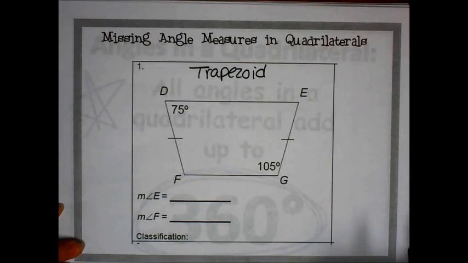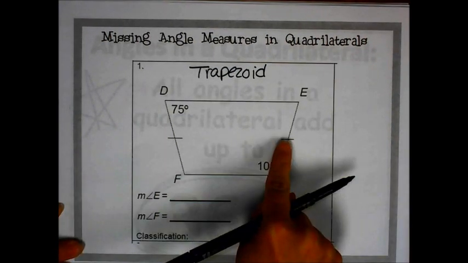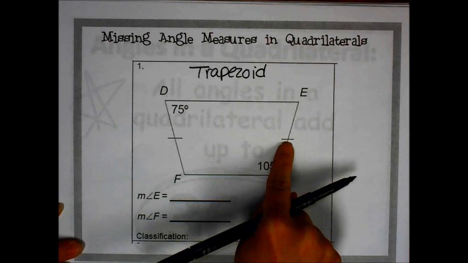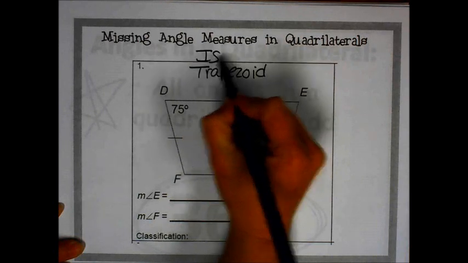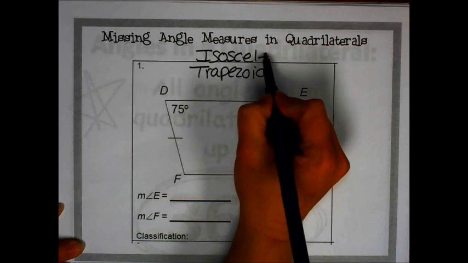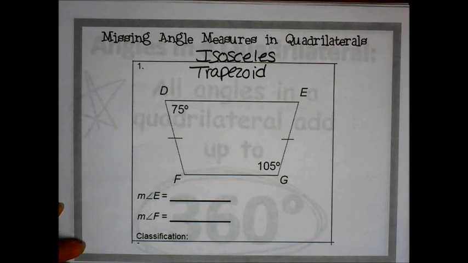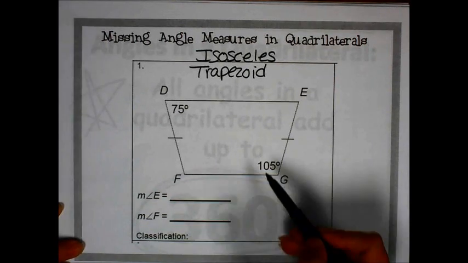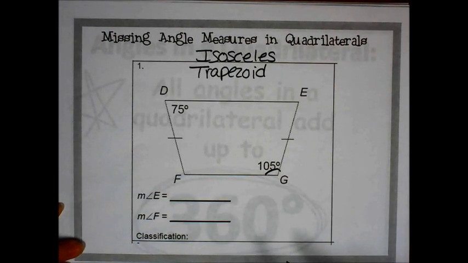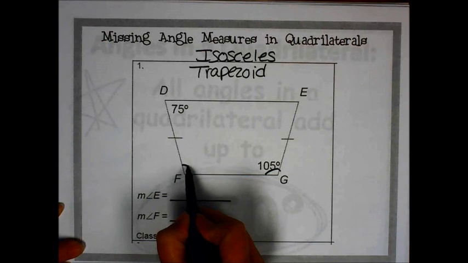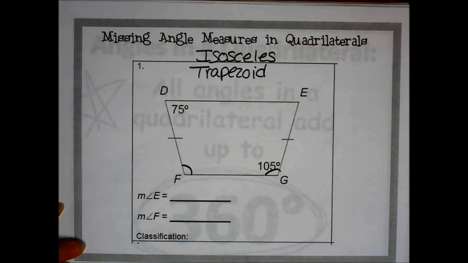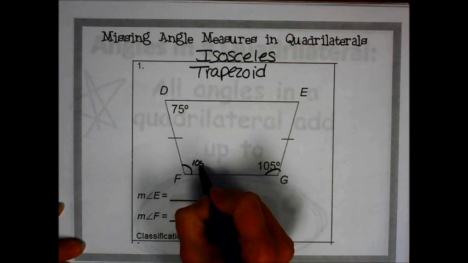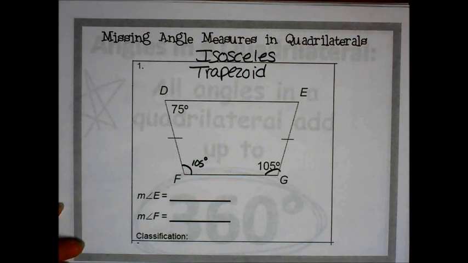And here's what I also notice. Notice I have 1 mark here and 1 mark here, meaning those 2 sides are equal. Since it has 2 equal sides, it is an isosceles trapezoid. And remember, in an isosceles trapezoid, it also has 2 pairs of equal angles. So if this obtuse angle is 105, what does this obtuse angle have to be? You're right, it also has to be 105 degrees.